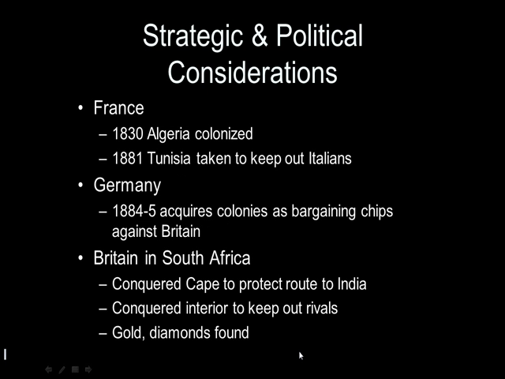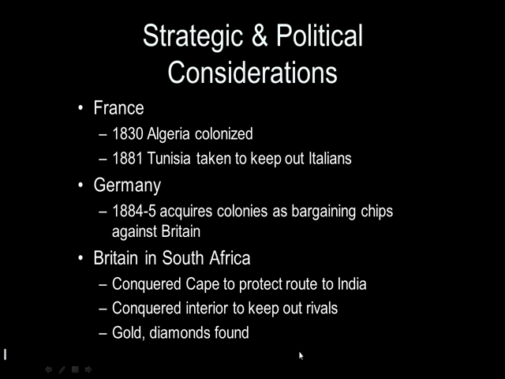France, it went into Algeria in 1830 in order to stop pirate raids on French shipping. It then colonized Algeria, but then it took over neighboring Tunisia because the Italians were threatening to take over that land. Germany had no interest in colonies, but they didn't want to be left out, and they wanted to use them as bargaining positions in their negotiations with other European nations. So they took over some colonies.